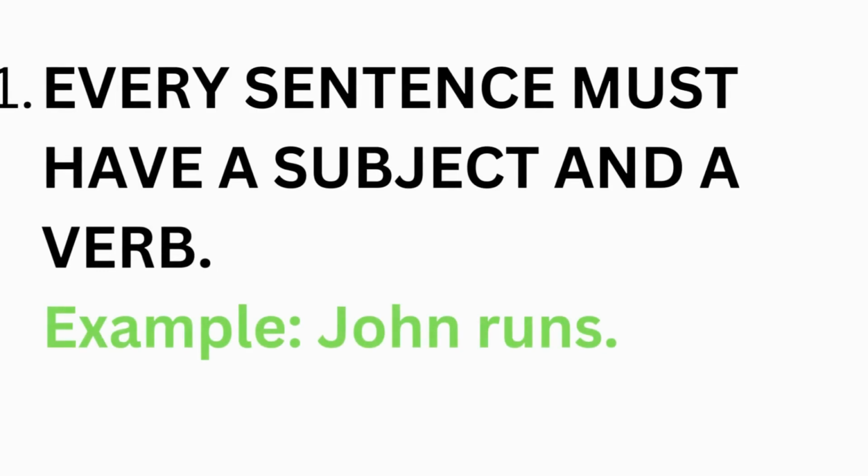Rule number 1, every sentence must have a subject and a verb. For example, John runs. In this sentence, John is the subject, runs is the verb. Of course, there is an exception to this rule. For example, if you are given a command, you can simply say run or come or go. That is an exception. But a sentence that is declarative in nature must have a subject and a verb. John runs.